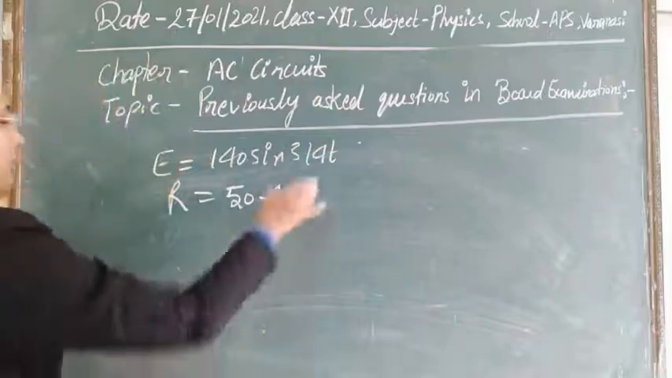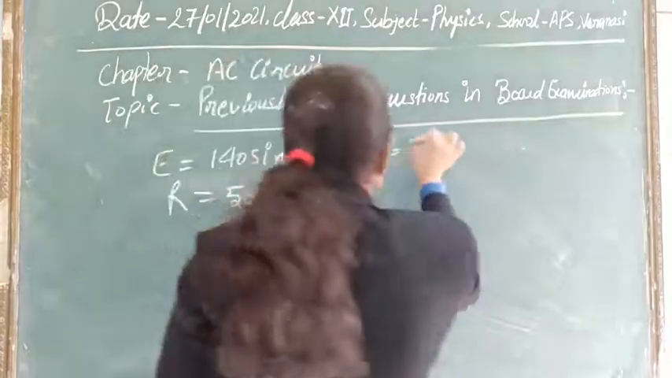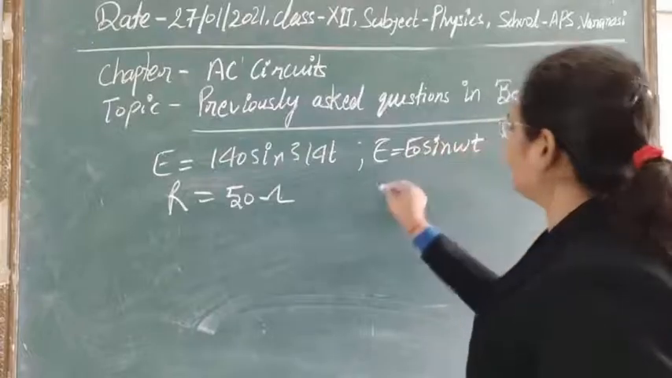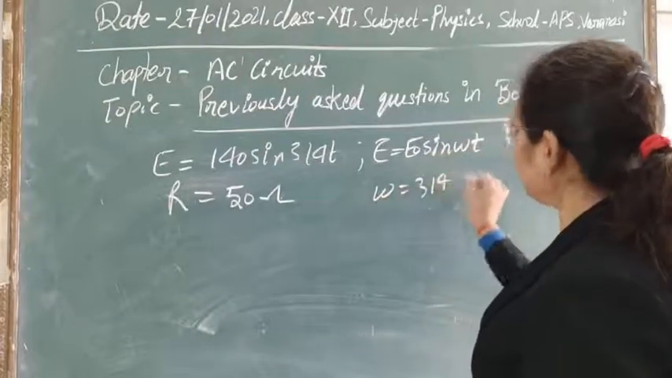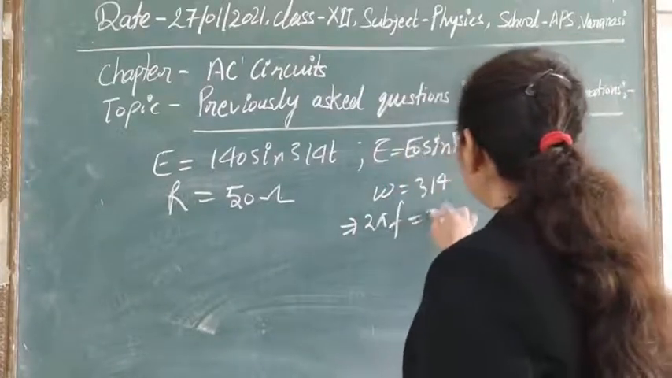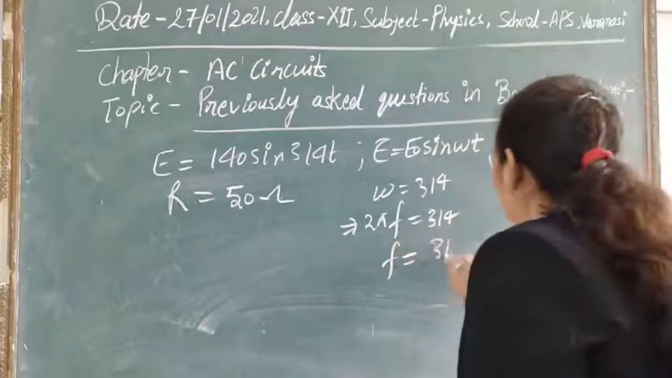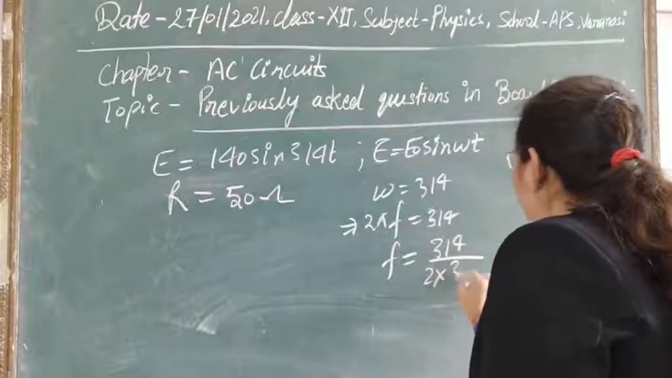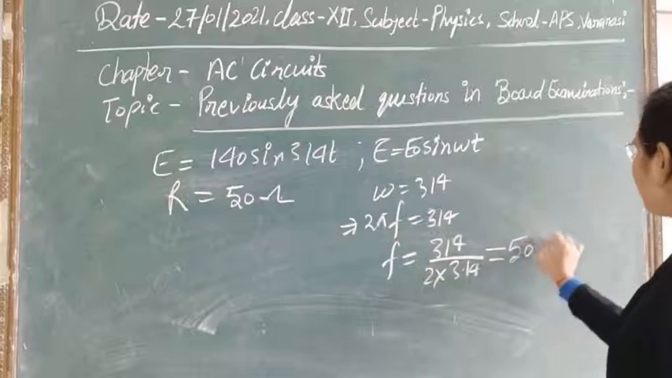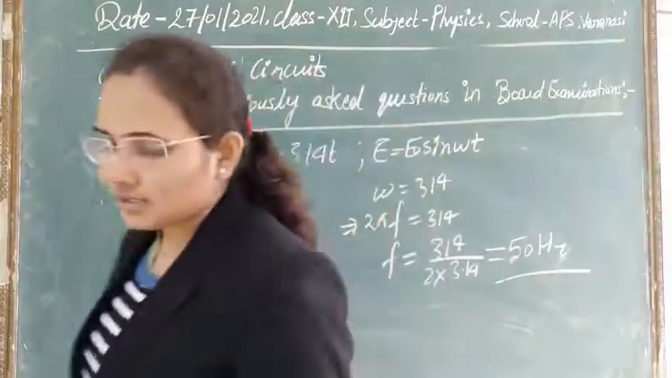To find out the frequency, first of all let's compare this equation with E equal to E0 sin omega t. So here the value of omega is equal to 314, and we have to find out the frequency. You know that omega is equal to 2 pi f. So f is equal to 314 divided by 2 pi, and after solving, 50 hertz is obtained. So this is the frequency in this case.